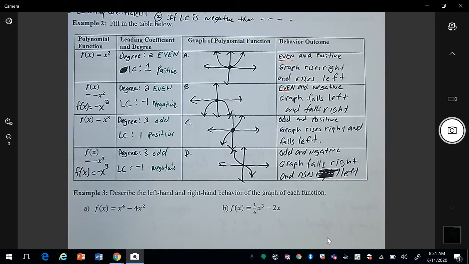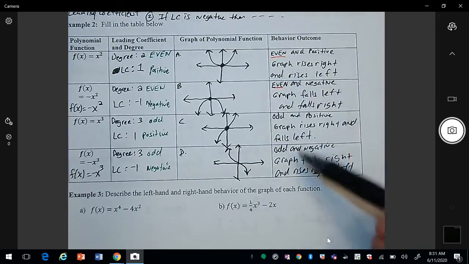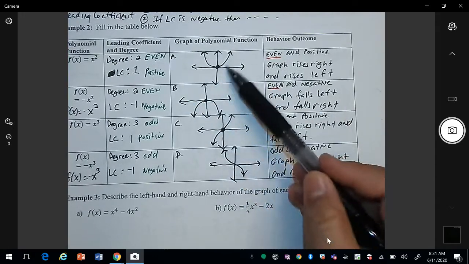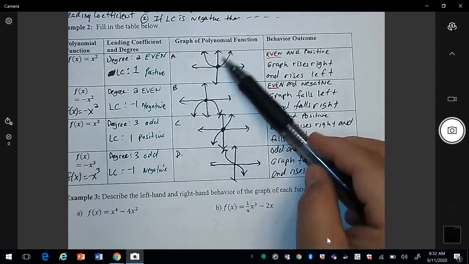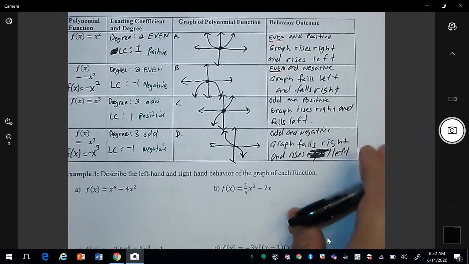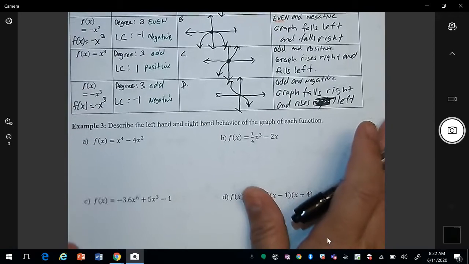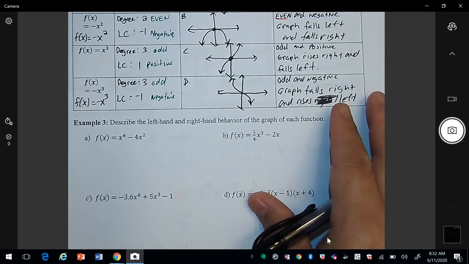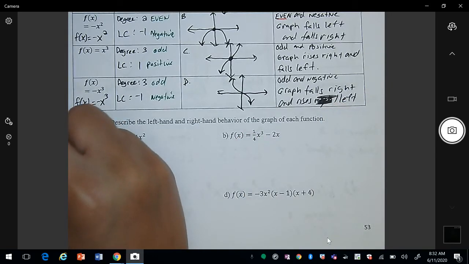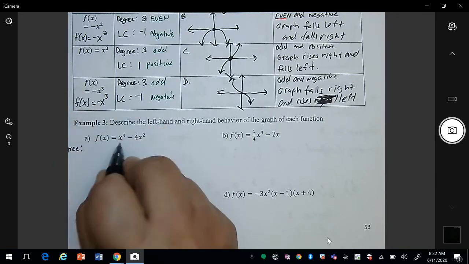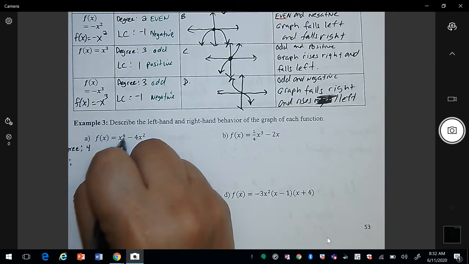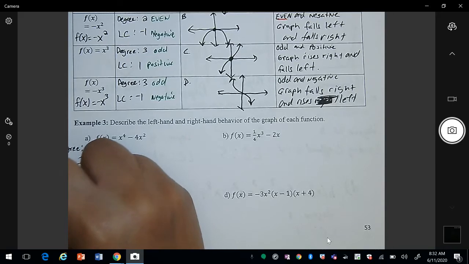Okay, so again, you can memorize these 4 statements here, or what I like to do is, since we know what these graphs look like, then no matter what problem you have, you can refer back to these graphs to help you get the behavior. So for example, f of x is equal to x to the 4th minus 4x squared. So the 2 things we need is the degree. So the degree is going to be 4 since that's the largest exponent. And the leading coefficient comes from the term with the highest degree or the highest exponent. So this leading coefficient is 1.